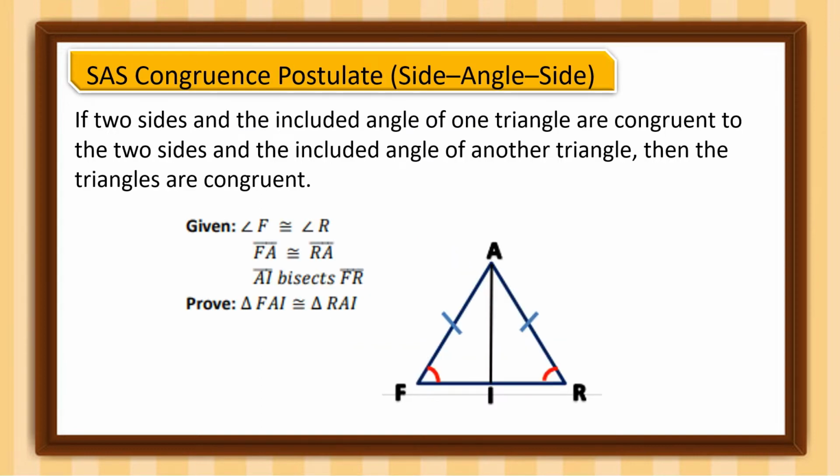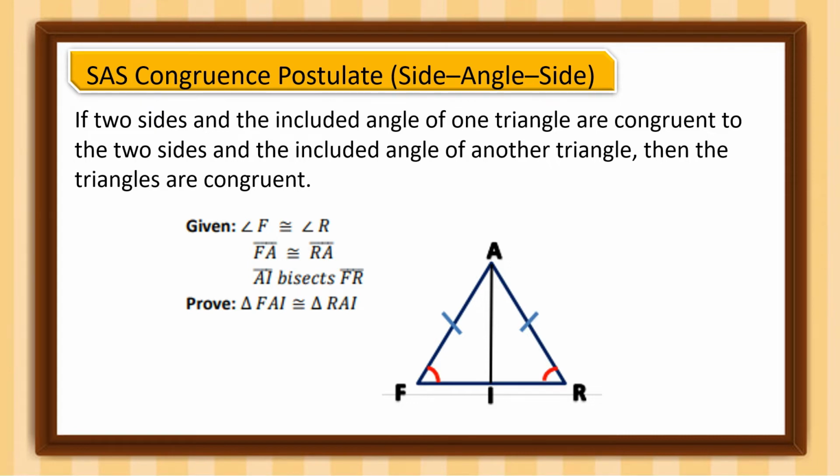Now let us proceed to the SAS congruence postulate. SAS stands for side, angle, side. So it states that if two sides and the included angle of one triangle are congruent to the two sides and the included angle of another triangle, then the triangles are congruent.